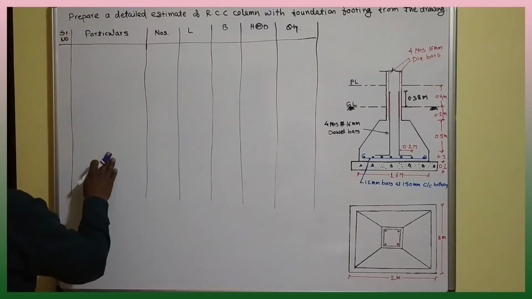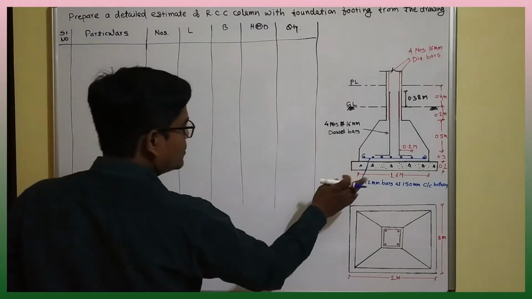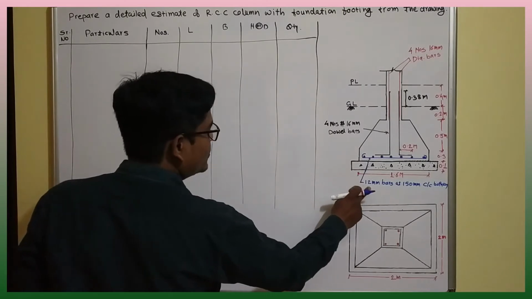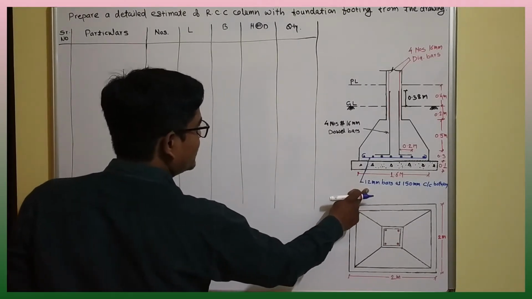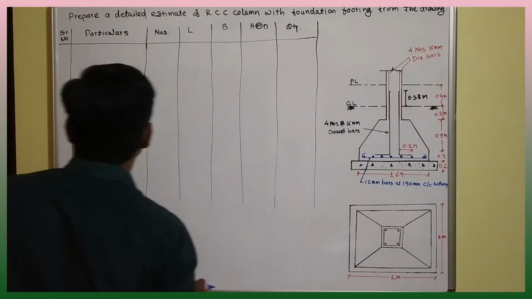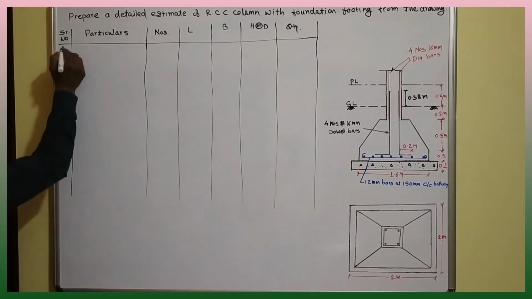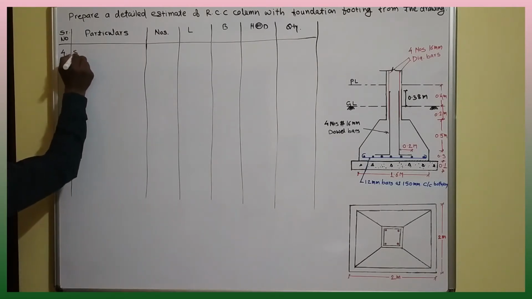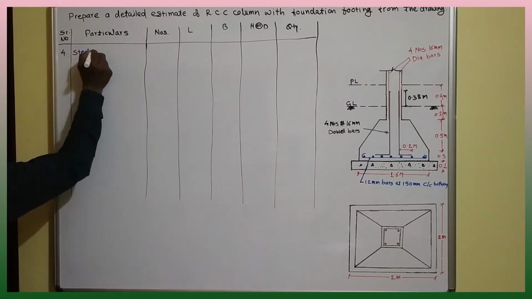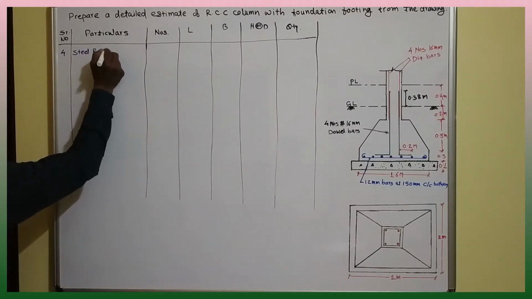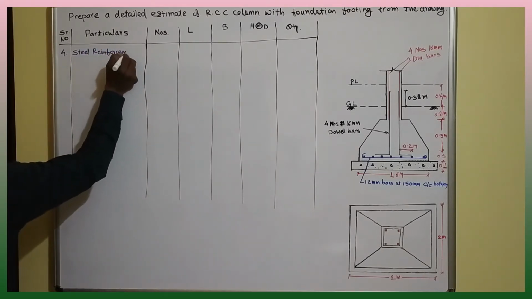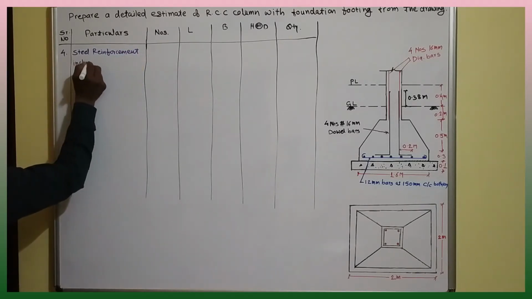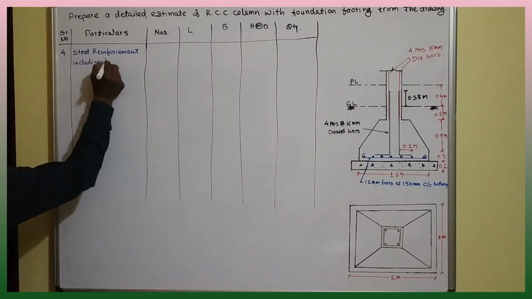After preparing the measurement sheet, we have to calculate the quantities of reinforcement which is provided in the footing. So there are various diameters of bar provided in the footing. So I will write here in the measurement sheet, in serial number 4, in particulars: steel reinforcement including bending.